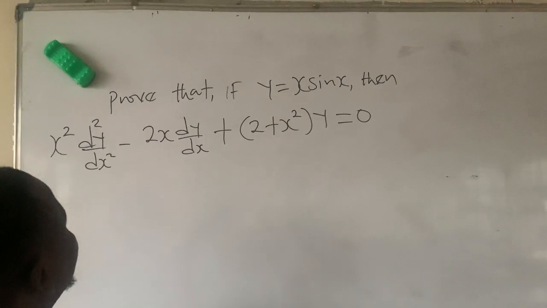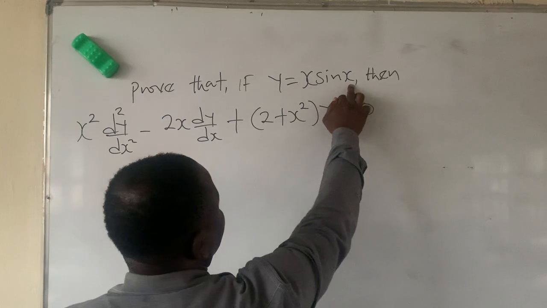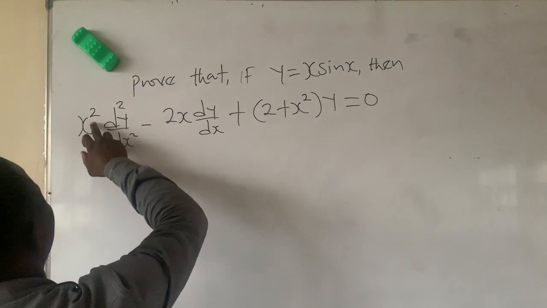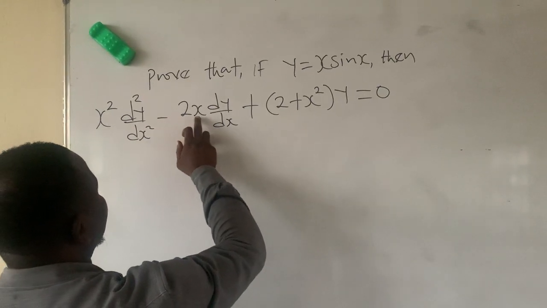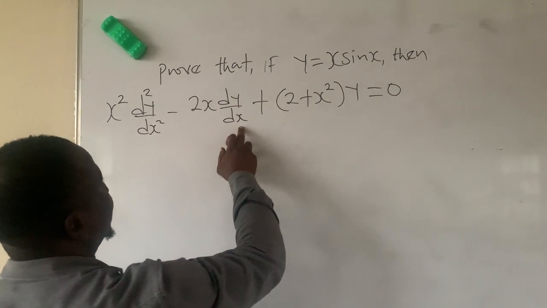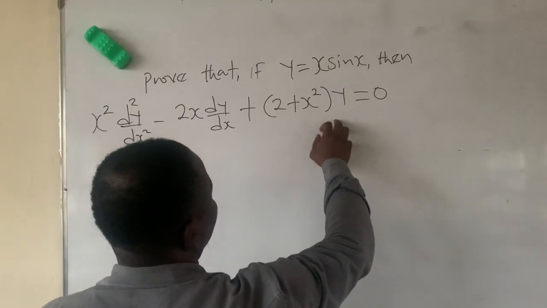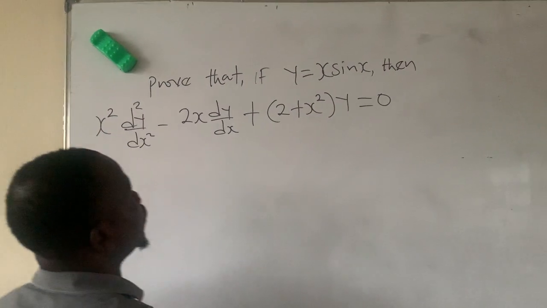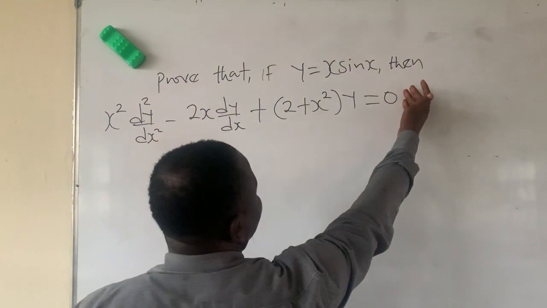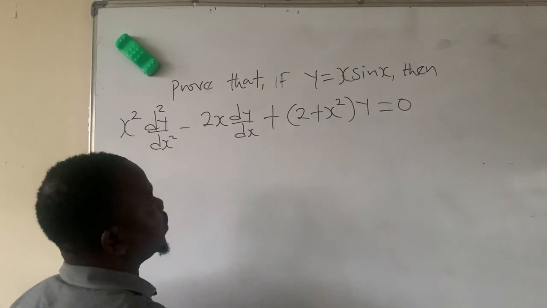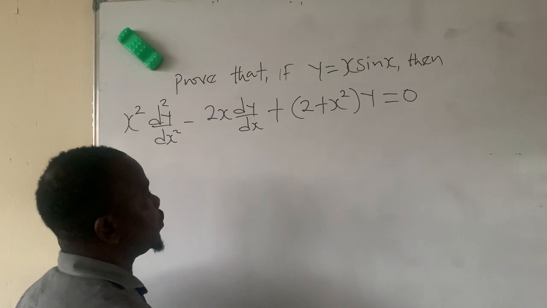Look at this example. Prove that if y equals x sine x, then x squared d squared y over dx squared minus 2x dy over dx plus (2 plus x squared) y equals 0. What they want you to do is, since the right hand side is equal to 0, show that the left hand side too is equal to 0.